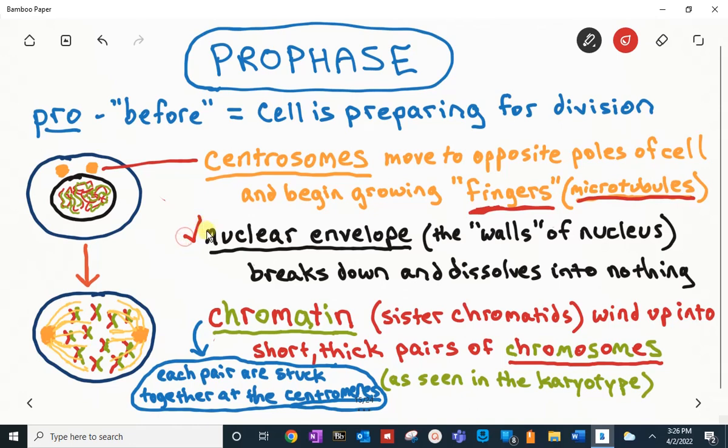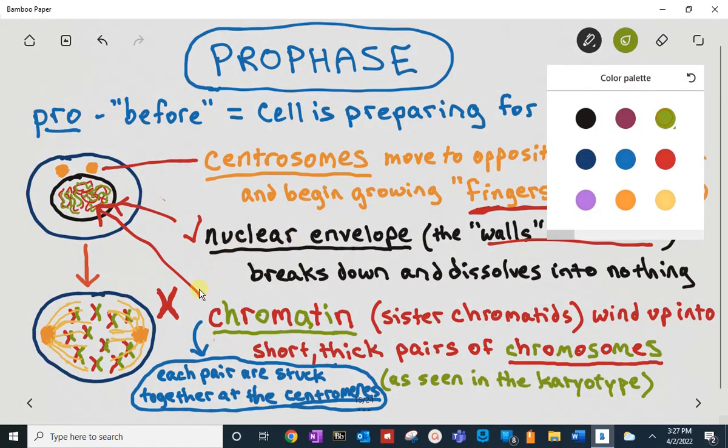The nuclear envelope, which is this black circle right here, the walls of the nucleus, breaks down and dissolves into nothing, so it goes away. And then the chromatin, this red and green chromatin up here, the sister chromatids, wind up into short, thick pairs of chromosomes, and each pair are stuck together at the centromere. So you have one chromosome and its chromosomal pair right here, and you see how they're stuck together.